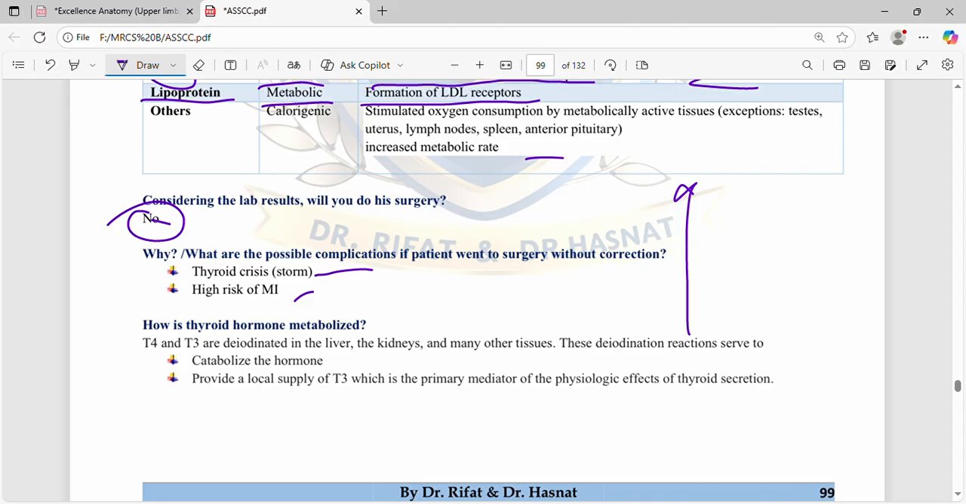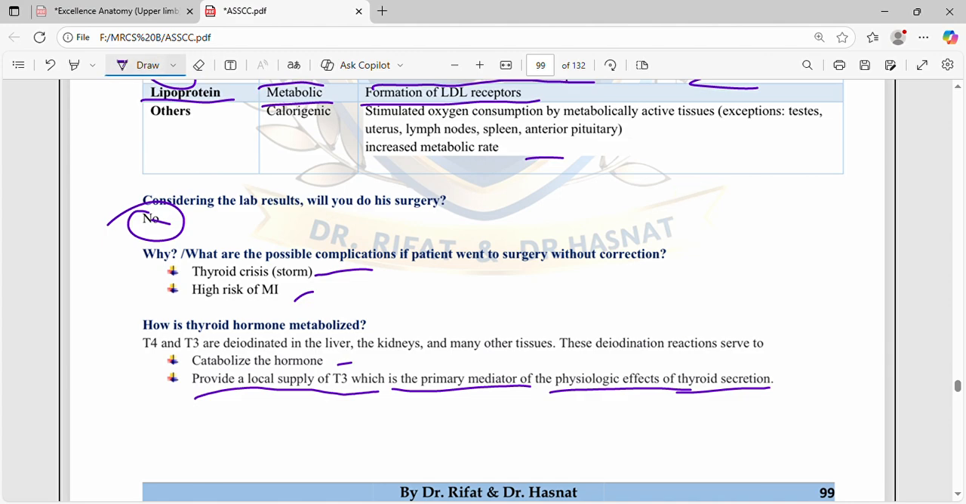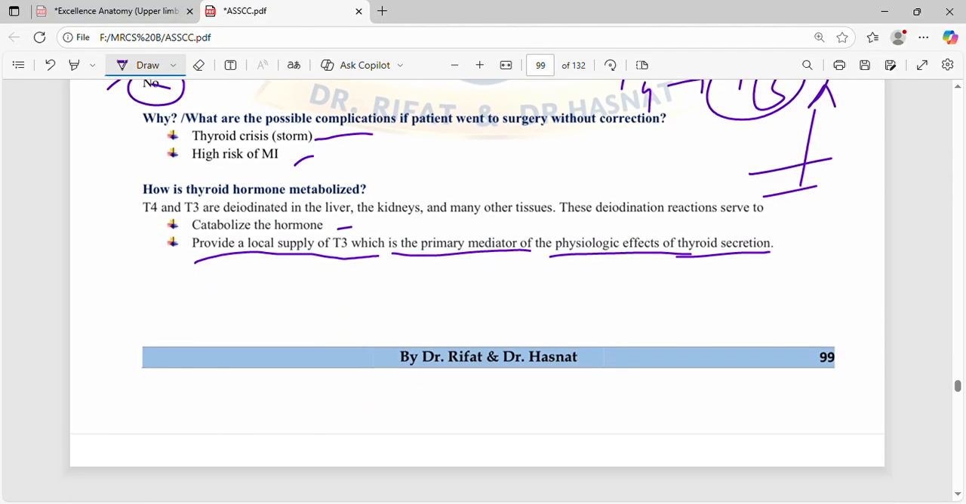So how is thyroid hormone metabolized? So T4 and T3 are deiodinated in the liver, the kidneys, and many other tissues. These deiodination reactions serve to catabolize the hormone and provide a local supply of T3, which is the primary mediator of the physiological effects of the thyroid secretion. So yes, if T4 is catabolized to T3, it is active and helps in functions of the body.